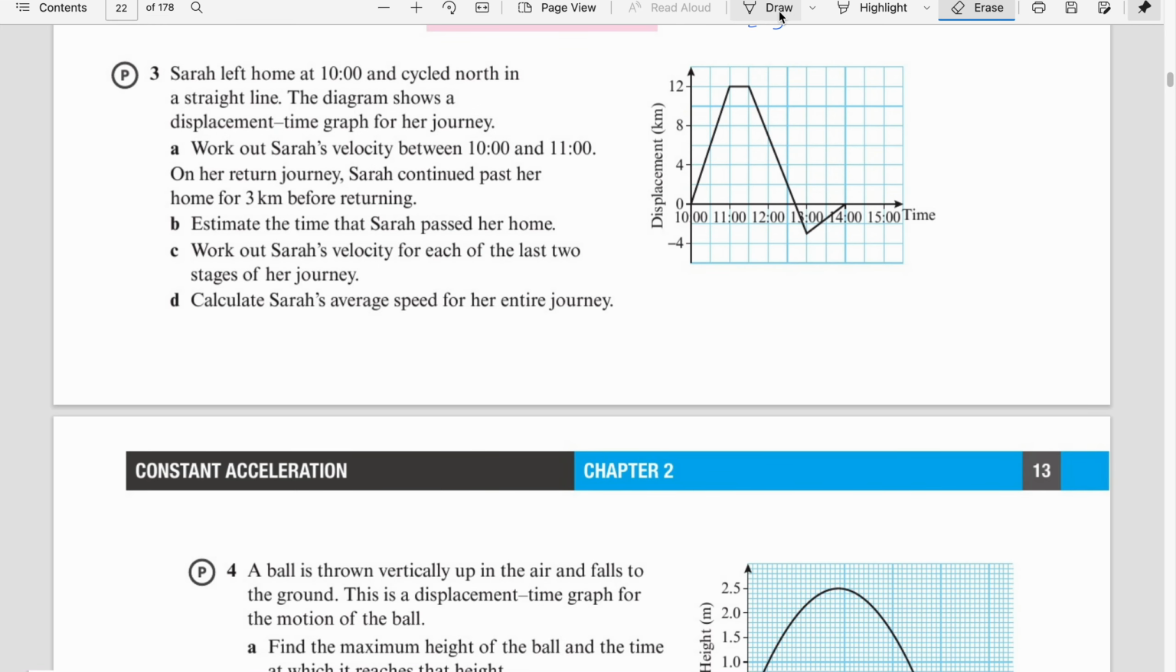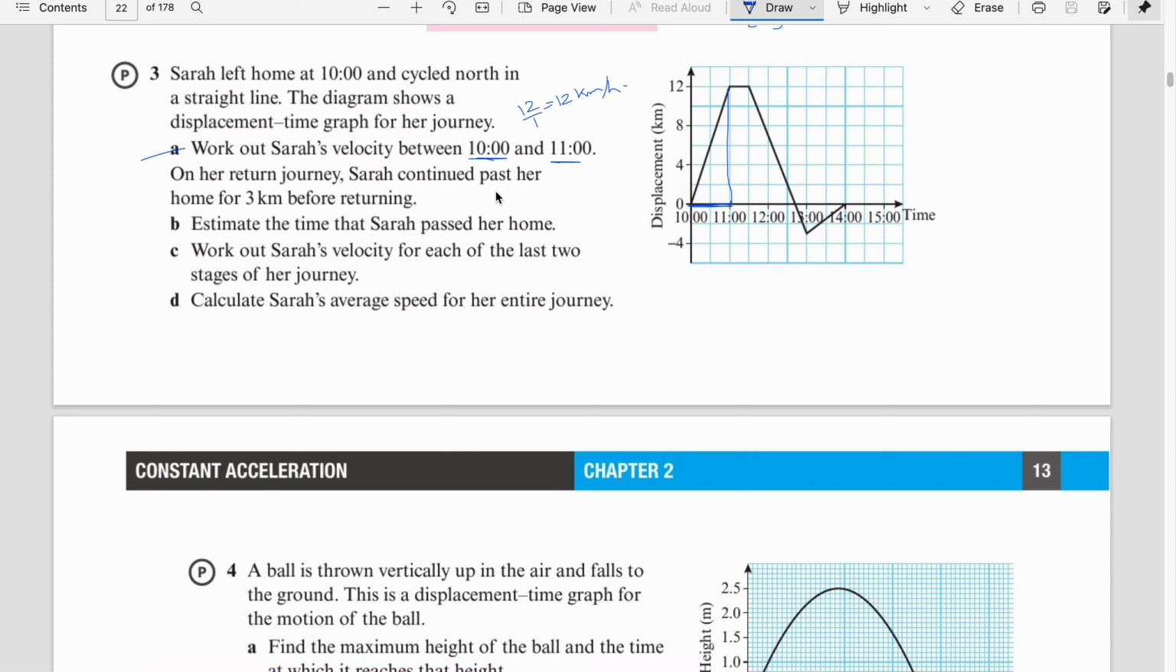So Sarah left home at 10 and cycled north in a straight line. The diagram shows the displacement time graph for her journey. Work out Sarah's velocity between 10 and 11. So we see the graph. Velocity is given by the gradient between 10 and 11. Base is 1 and the height is 12. So gradient is 12 by 1. Velocity is 12 kilometers per hour.